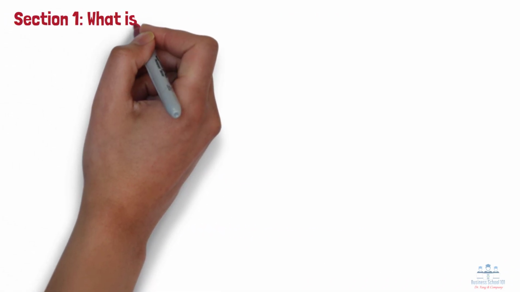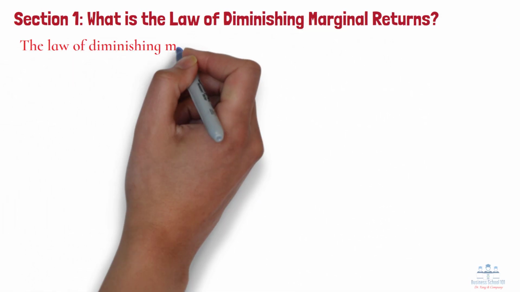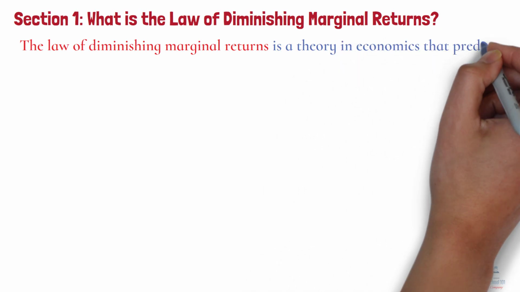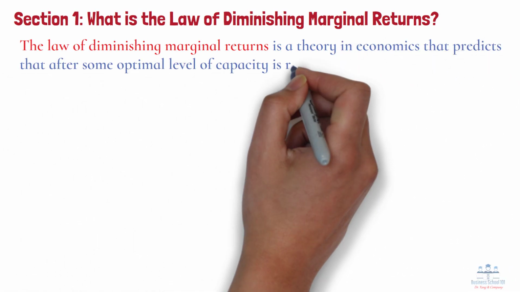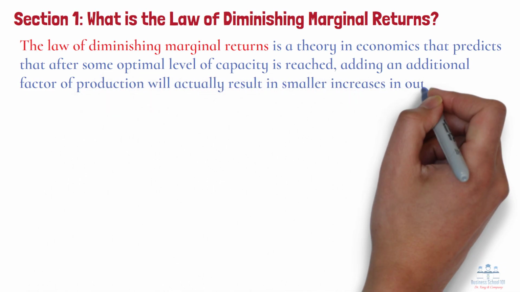Section 1. What is the law of diminishing marginal returns? The law of diminishing marginal returns is a theory in economics that predicts that after some optimal level of capacity is reached, adding an additional factor of production will actually result in smaller increases in output.